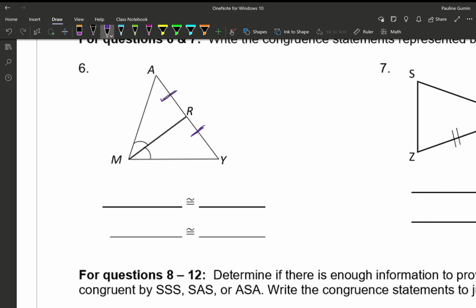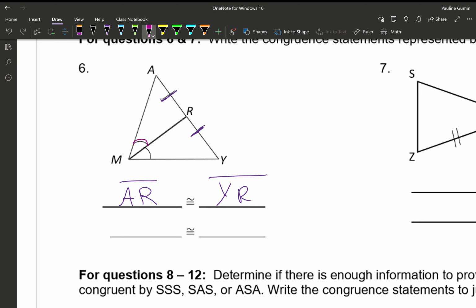Okay, the one on the upper part, I'm going to call it AR, and I'm going to put a little hat on it to represent that it's a line. And the one on the bottom is YR. Don't forget the little hat on YR.